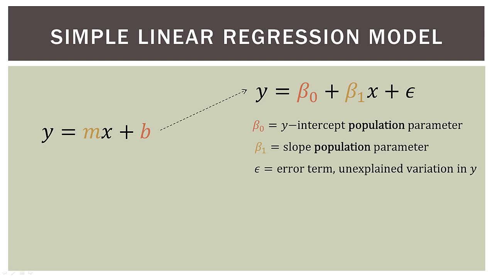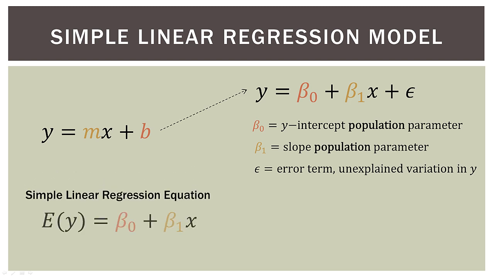And then e is the error term. In regression, it's the unexplained variation in our y variable. So I don't want to get ahead of myself here, but the beta sub 0 plus beta sub 1 x will explain part of the variation, and then what's left will be error or unexplained variation.